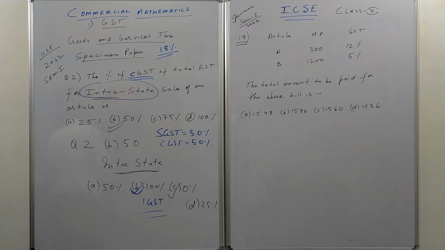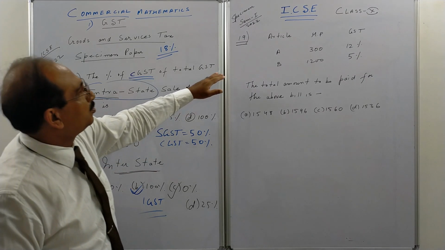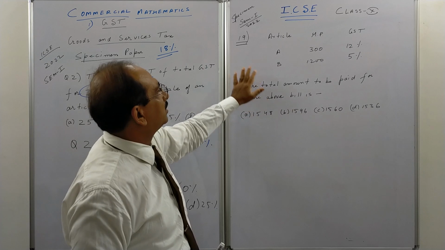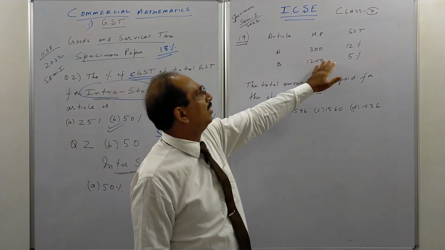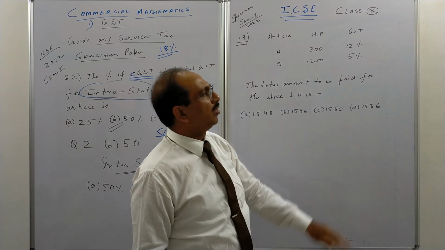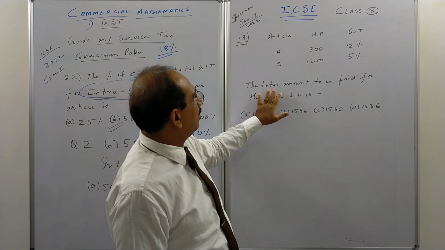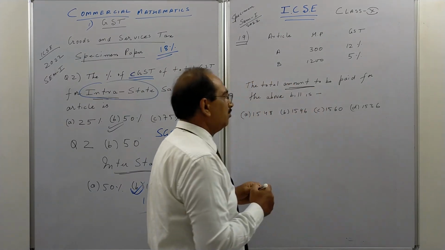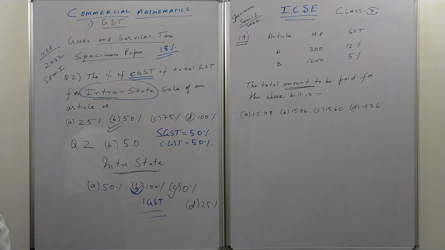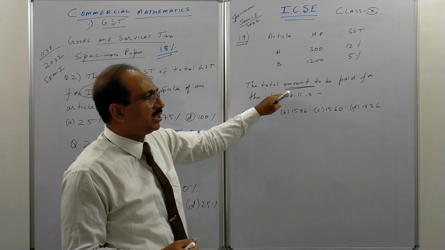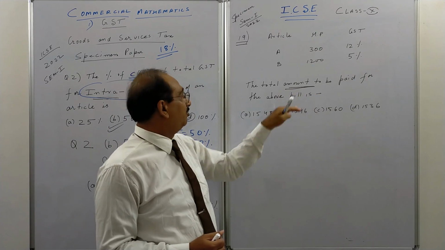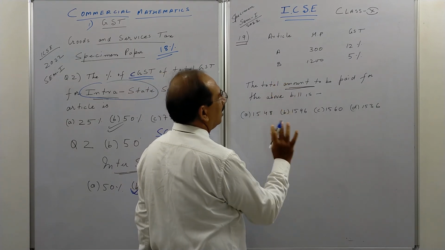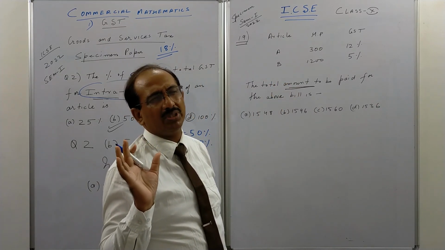So next, children, if you see next sum, specimen for semester 1 of 2022, this is MCQ question. Article is given, AB, mark price is given, what is written, and what is the GST. So the question is the total amount to be paid for the above. Total amount, children, remember, total amount is given, not only GST. Sometimes they ask that what is the GST. You have to be very clear, and therefore you should read the question very clearly. So 300. So this is, children, basic application of percentage.